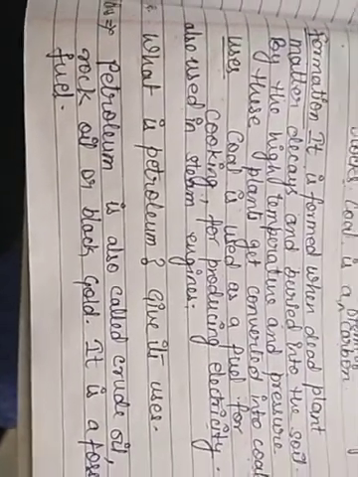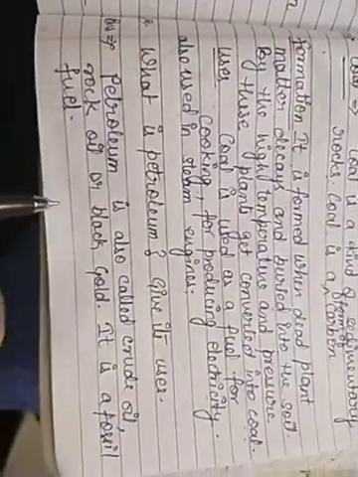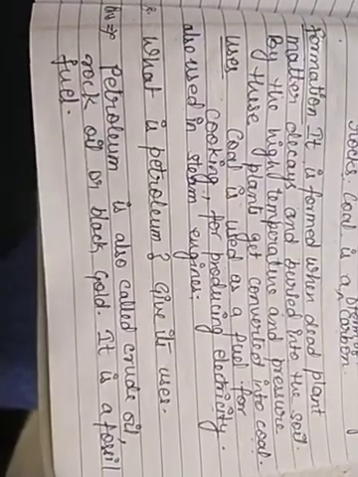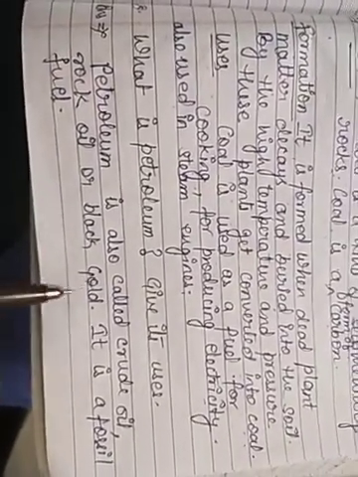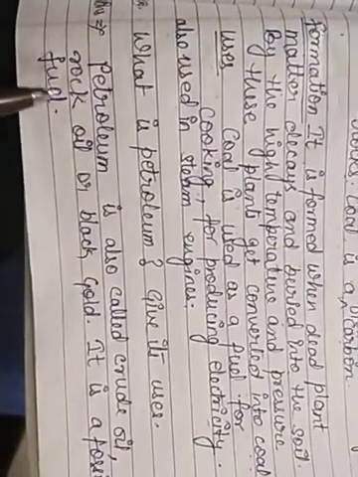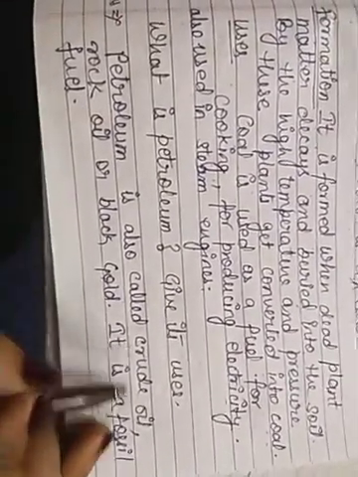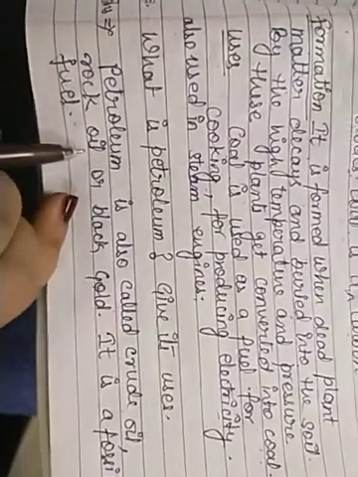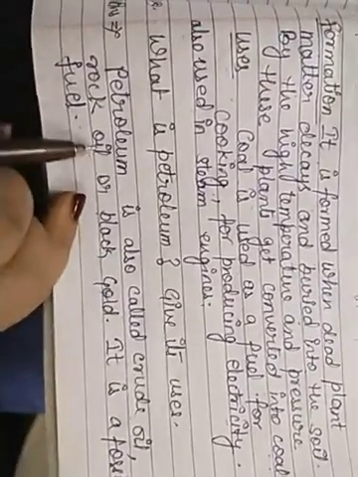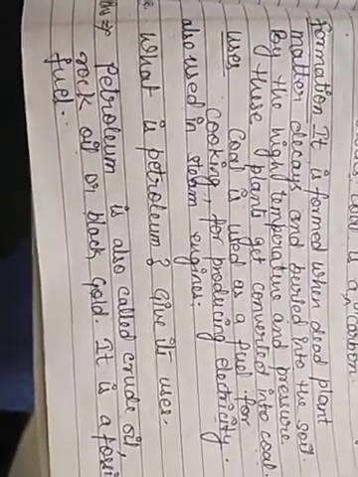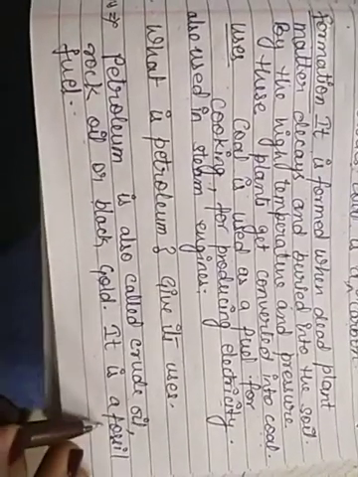black gold. Gold is a very precious metal. So see the importance of petroleum, because the name of petroleum is black gold. This name has been given to petroleum because of its high value and importance. Petroleum is also called crude oil, rock oil, or black gold. Rock oil because we get it from the rocks and minerals. It is a fossil fuel.